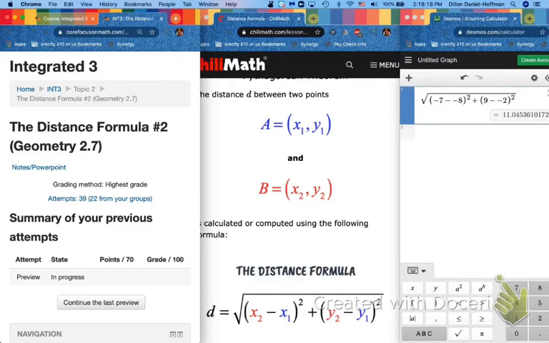The distance formula number 2. Welcome back to our second and final distance formula assignment. I have left up all 3 windows that'll be helpful for today.